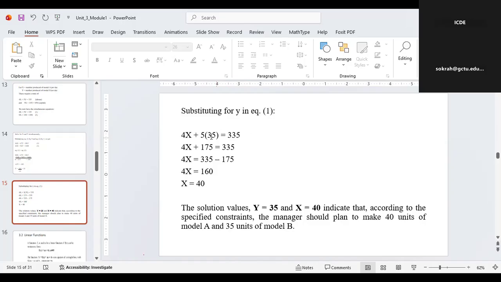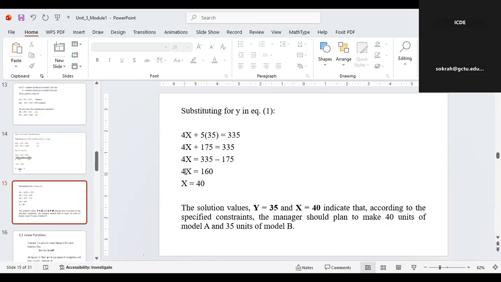So that is equation 1. Then you solve for x. We want to make x the subject, so x must stay alone. And so we take 175 to the other side. Because it is positive here, when it goes there it becomes negative. That is why you see negative 175 here. So it becomes 4x is equal to 335 minus 175, and that gave us 4x equals 160.